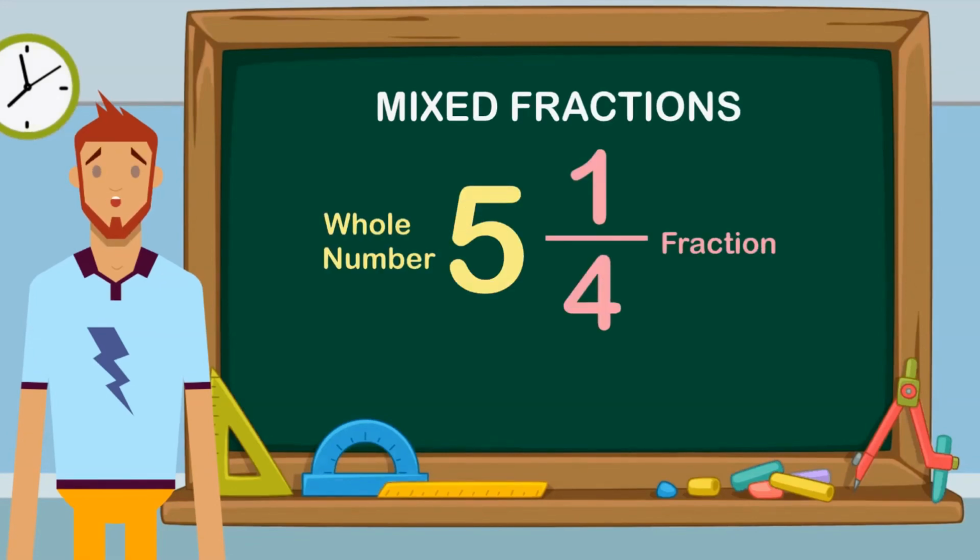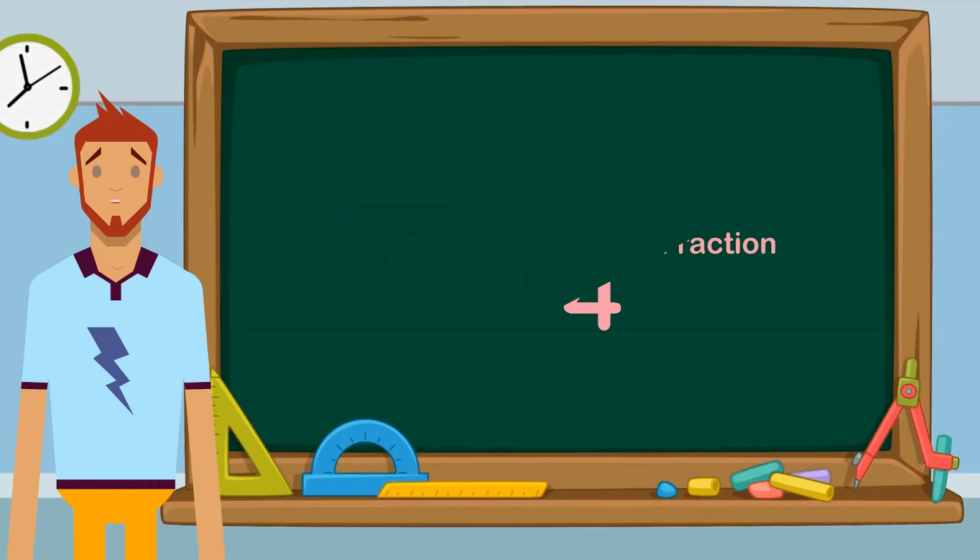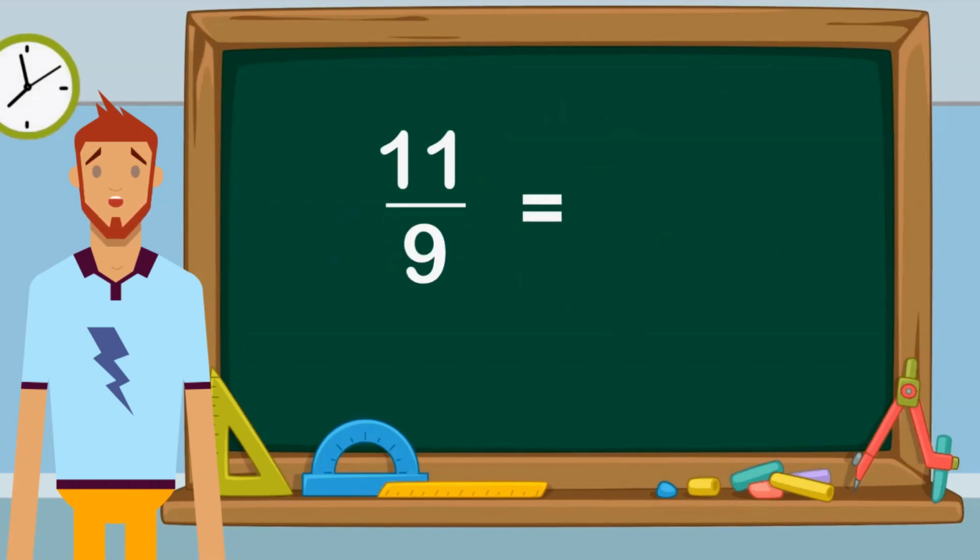To convert an improper fraction into a mixed fraction, we need to look at the denominator, which is 9. How many 9s are in 11? 1. Now let's write down our denominator. 11 minus 9 is 2. Our final answer is 1 and 2 ninths. You got it!